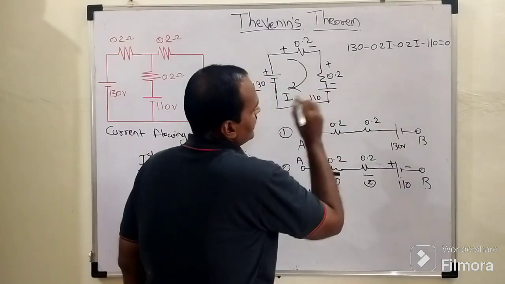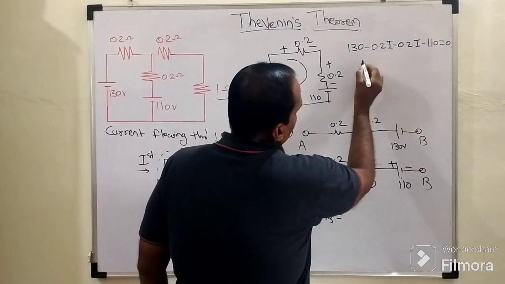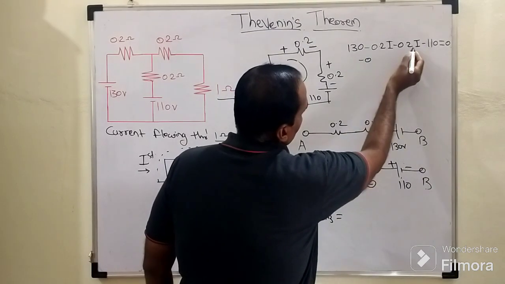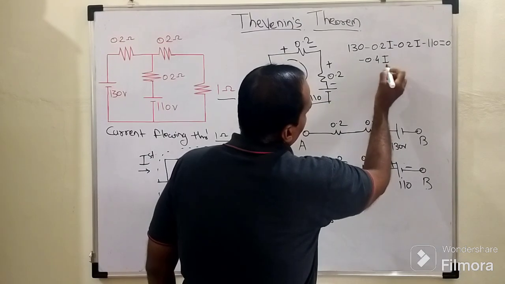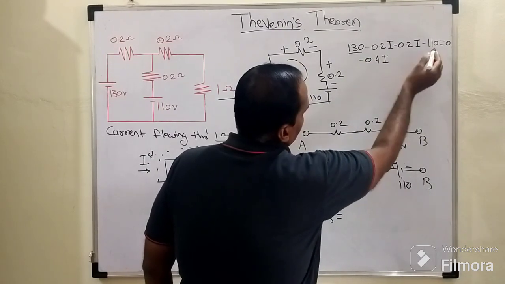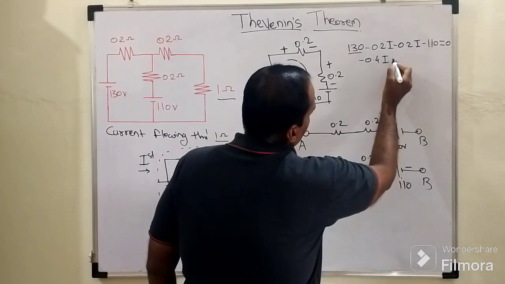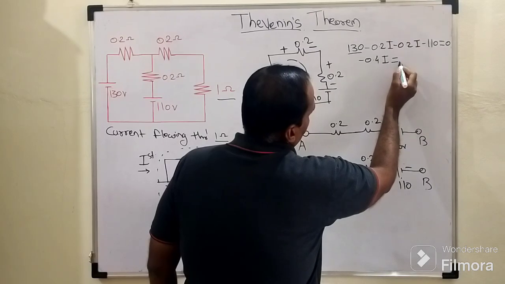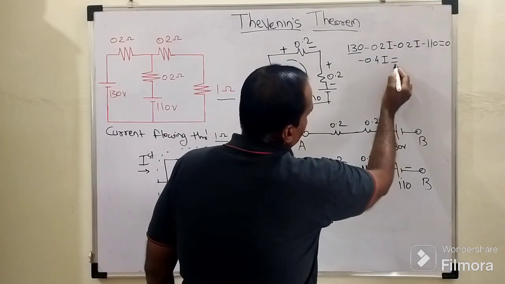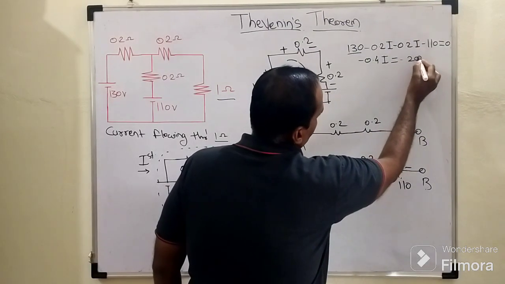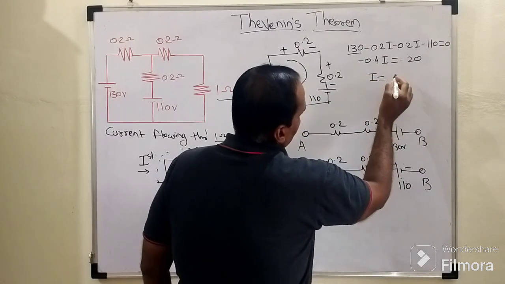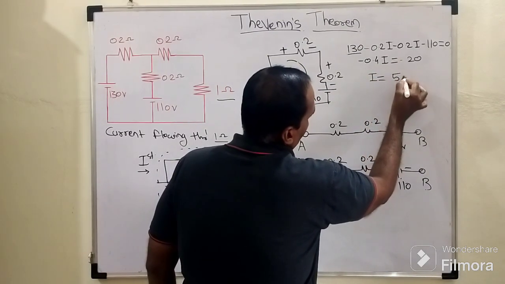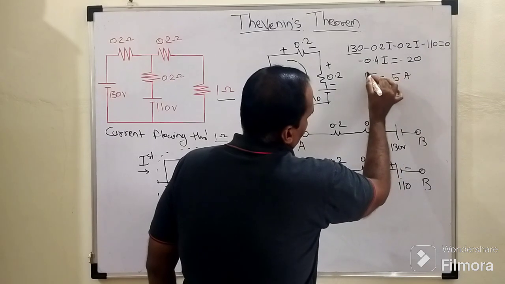When we rearrange this equation, minus 0.2 minus 0.2, that is minus 0.4 times I, and 130 minus 110, which will obviously become plus 20, is shifted to the right hand side of the equals sign, so it will become minus 20. So I will become 20 upon 0.4, which means 5 ampere.